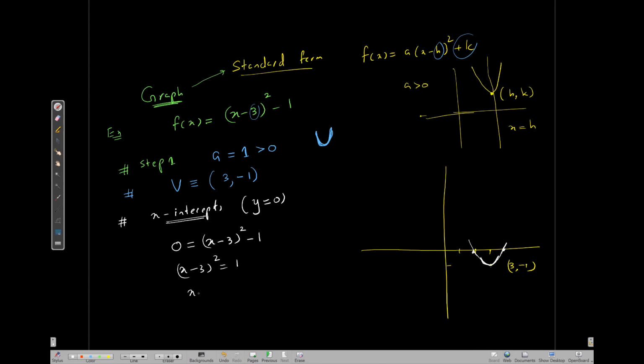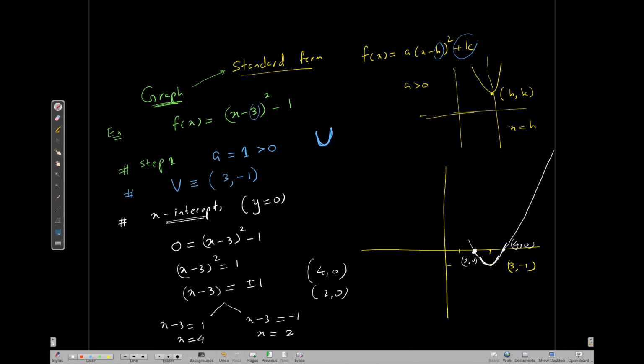So when I take the square root of both sides, x minus 3 is going to be plus or minus 1. So we have two solutions, x minus 3 equals 1 and x minus 3 equals negative 1. From the first one I get x equals 4, and from the second one I get x equals 2. So my x-intercepts are (4, 0) and (2, 0), which makes sense. See here (2, 0), and right here (4, 0).